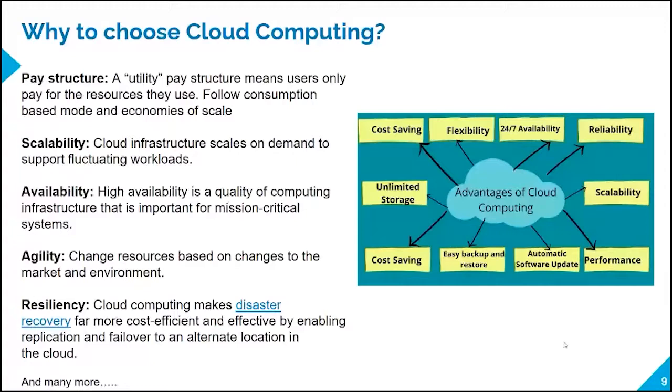Now, second is availability. Availability is a quality of computing infrastructure that is important for mission critical systems. Now, what is availability in general? Availability in general means how much your application is available at any point of time. We all use YouTube, we all use Netflix. Have you ever faced downtime of hours, of many hours, or even days? No.